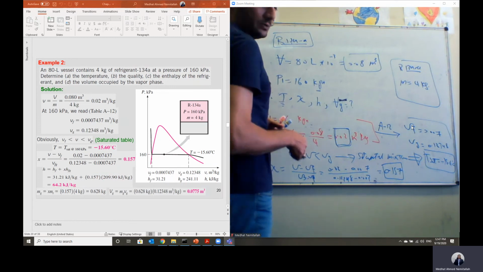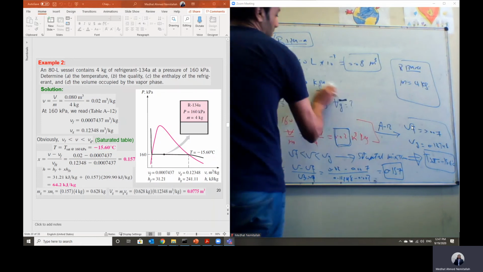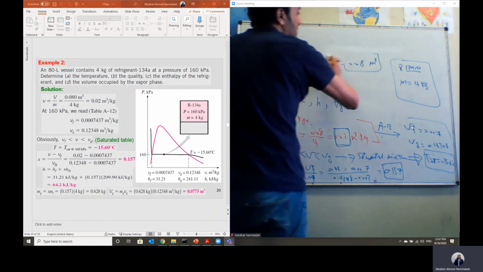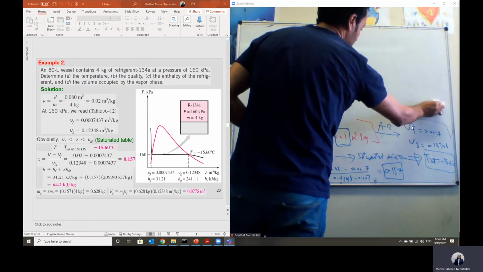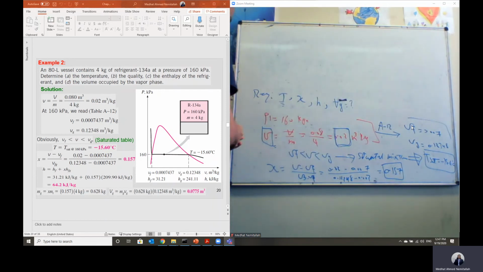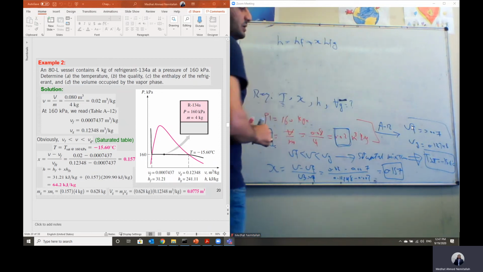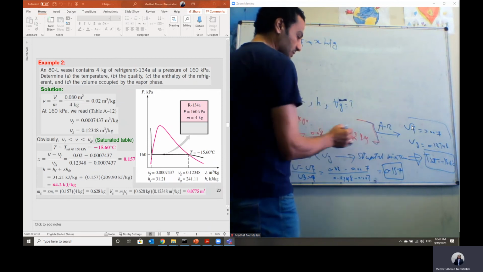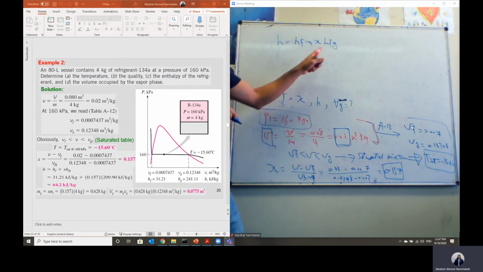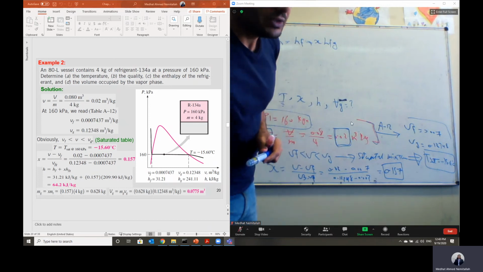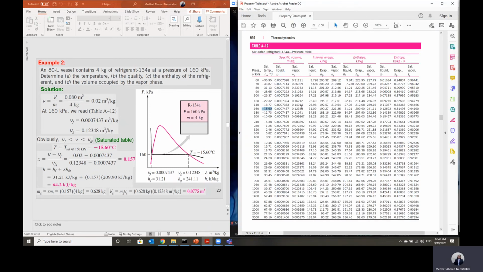If I need to calculate the other properties, like the enthalpy, then we can get from the table the value of H fluid and HFG, and then we can calculate the enthalpy using the relation as a function of the quality X. In this case, the enthalpy H will equal to H fluid plus X multiplied by HFG. And from the table, at this given pressure, 160 kilopascal, we can get H fluid and HFG. You can look here from this table. At this pressure, this is H fluid and HFG, which is H gas minus H fluid.